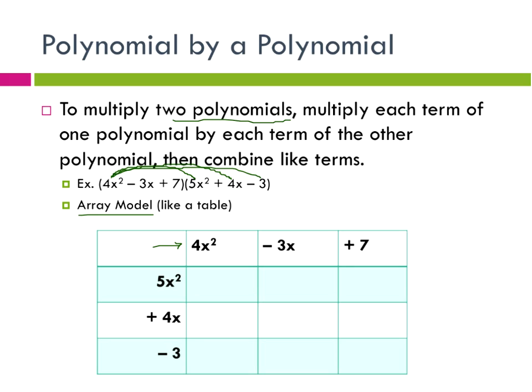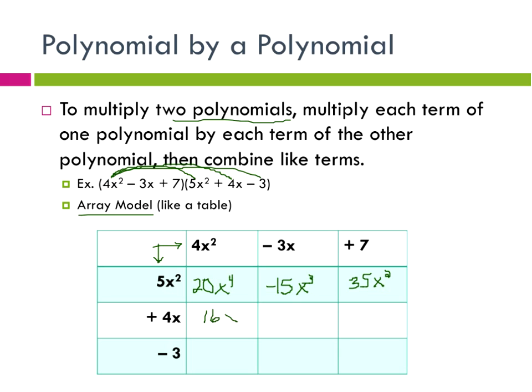Notice how I have 4x squared minus 3x plus 7, one of our polynomials along the top. Then along the side, I have our second polynomial, 5x squared plus 4x minus 3. First, in multiplying these, I'm going to multiply as if almost this was like a times table. So I would take 4x squared times 5x squared to get 20x to the fourth. Take 5x squared times a negative 3x, giving me a negative 15x cubed. 5x squared times 7 gives me a 35x squared.